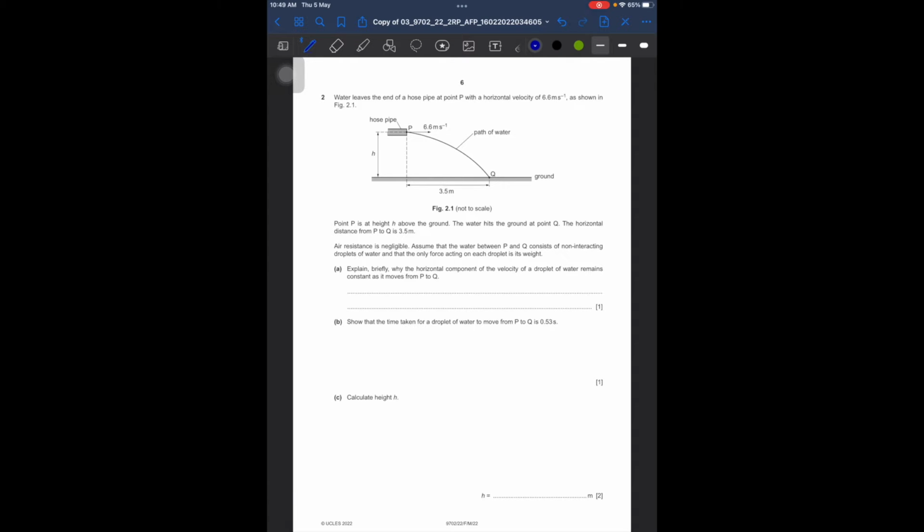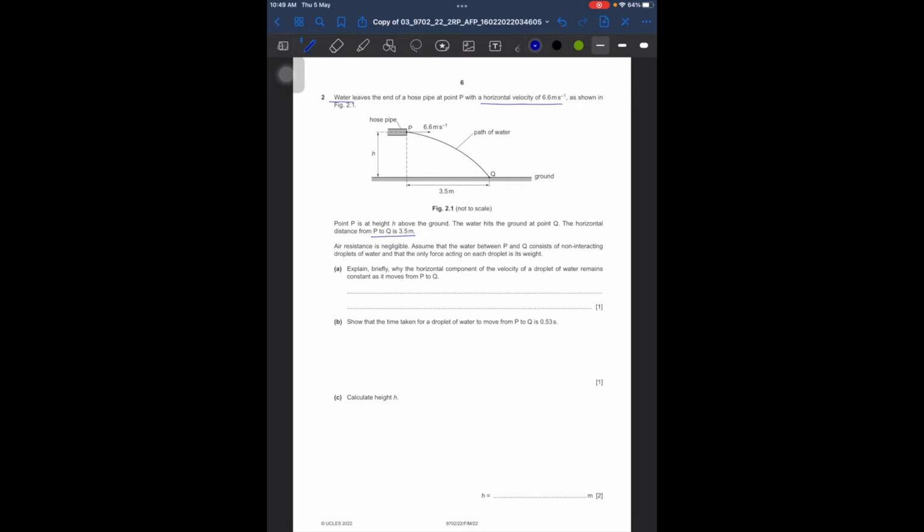Now it's a question on projectile. We can straight away see that it's a horizontally projected object. What is the object here? It's water, so it's the water which is leaving the hose pipe with a horizontal velocity of 6.6 meter per second. The point P is at a height h. Water hits the ground at point Q. The horizontal distance between P and Q is 3.5 meter.